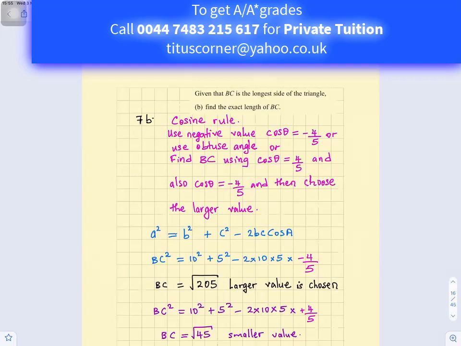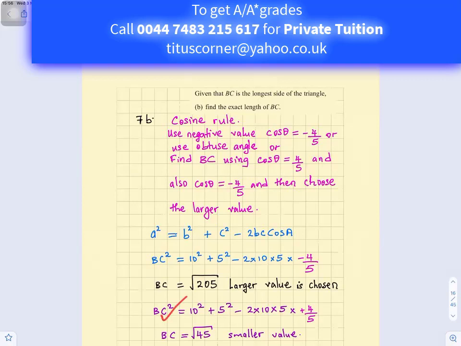Let's do it. We have the cosine rule written down: A squared equals B squared plus C squared minus 2BC cos A. So BC squared is 10 squared plus 5 squared minus 2 times 10 times 5 times, we're using the minus version of cos theta. So that means BC would be square root of 205. And so we say the larger value is chosen.